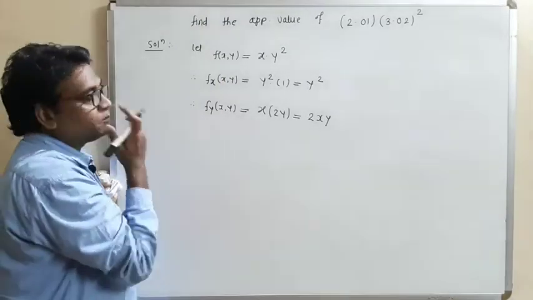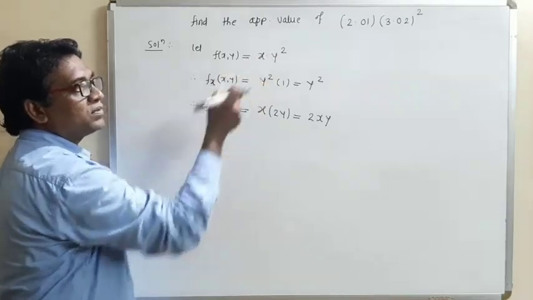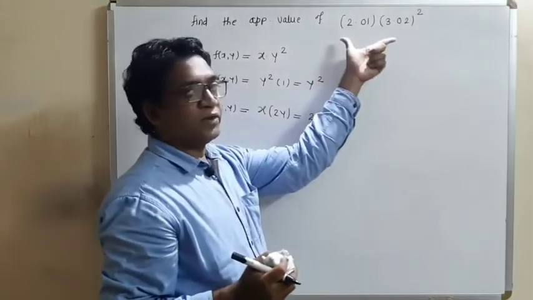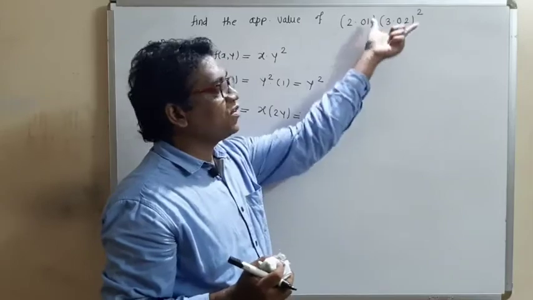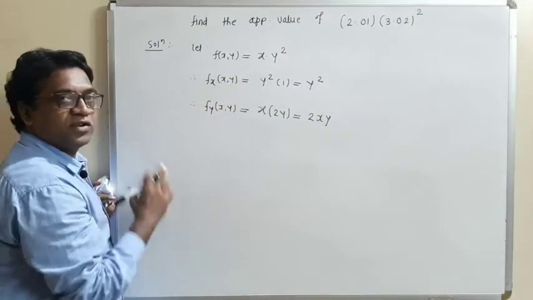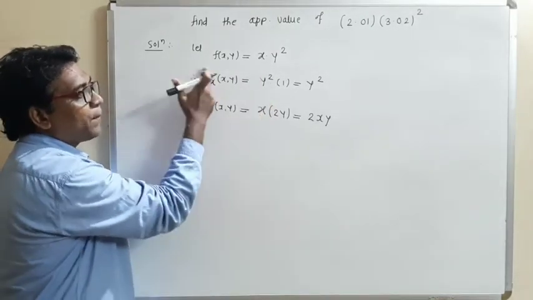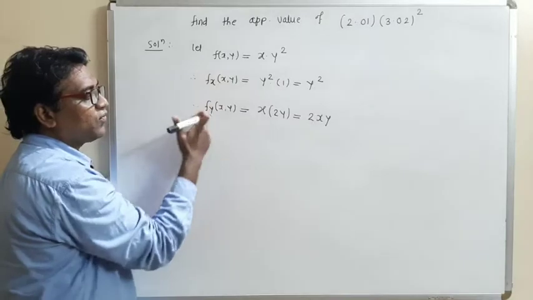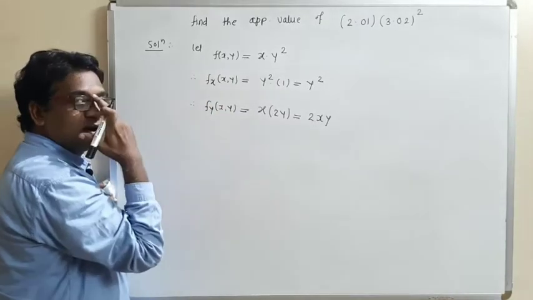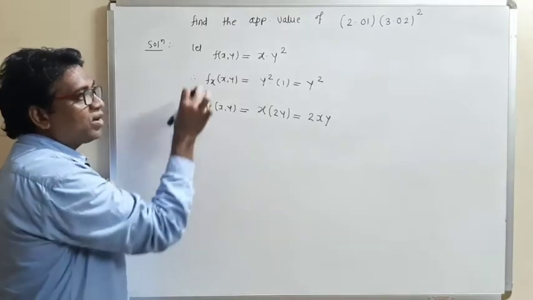What is the first step? Identify the given function from that particular value. Now this is just like x into y square, so this is our function f of xy equal to x into y square. From the given function f, find the partial derivative fx, and find the partial derivative with respect to y, which is fy.